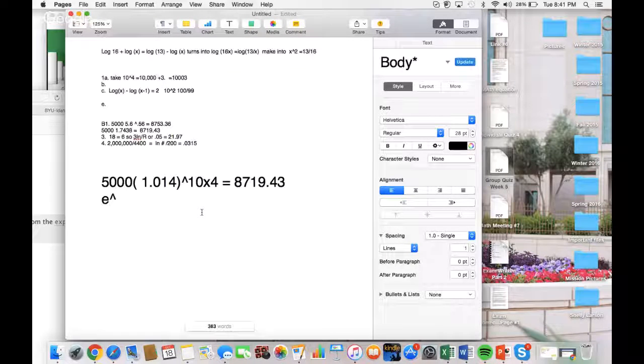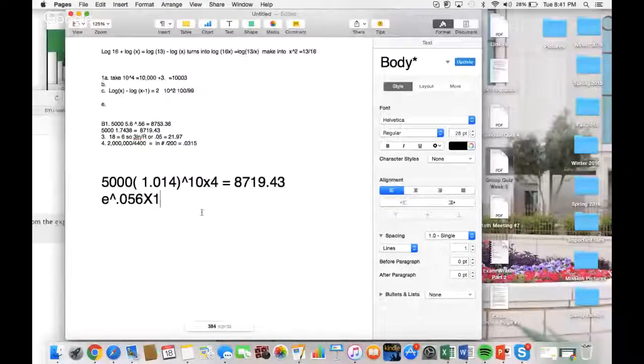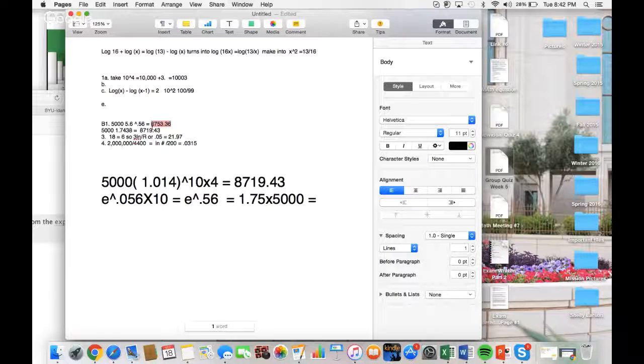So e to the 0.056 times 10 equals e to the 0.56, which equals 1.75, and then you multiply that by 5,000, and that equals 8,753.36. Is that what you got?